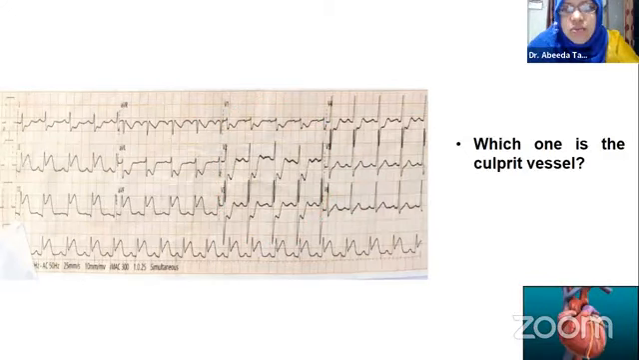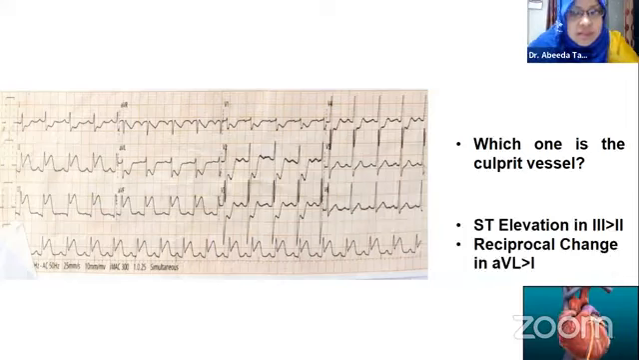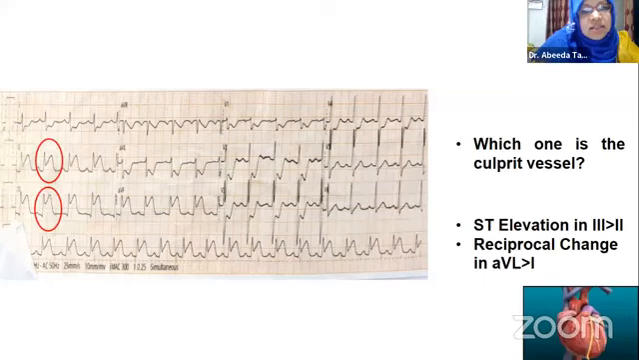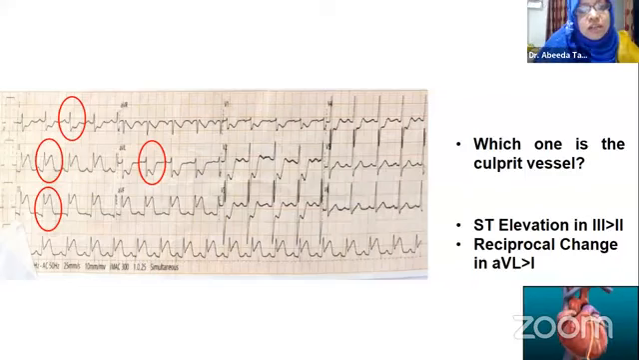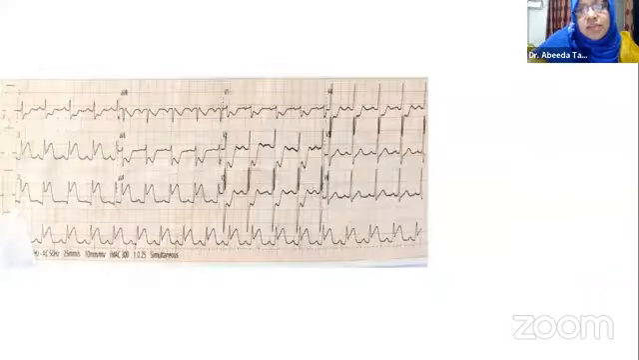So here, which one will be the culprit vessel? As I have already mentioned, if the ST elevation in lead 3 is more than in lead 2, it is most likely that the involvement is in the right coronary artery, along with the reciprocal change in AVL of more than 1. In this case, the ST elevation in lead 3 is indeed more than lead 2, and there is also the reciprocal change in AVL. So is the culprit vessel the RCA or the LCX?